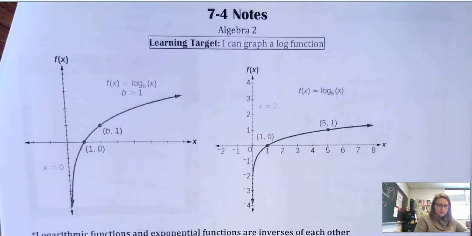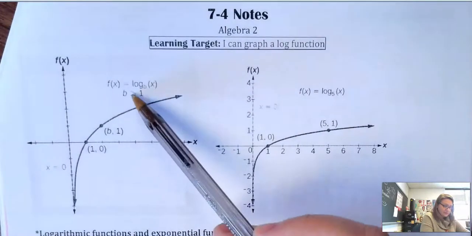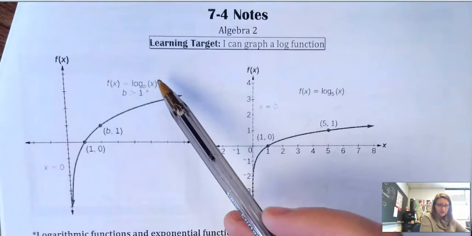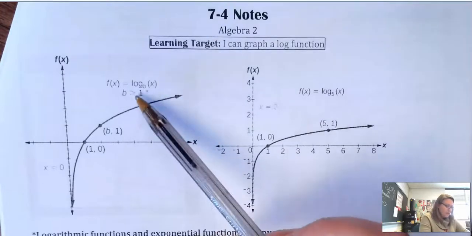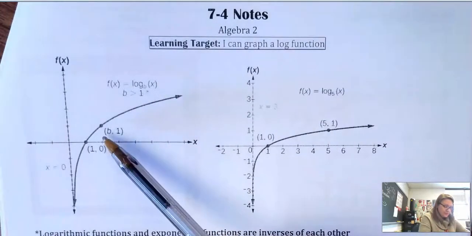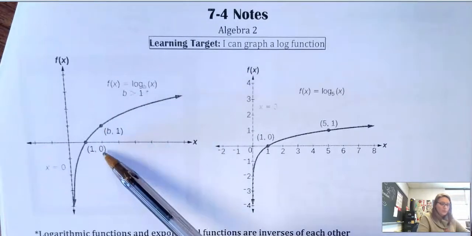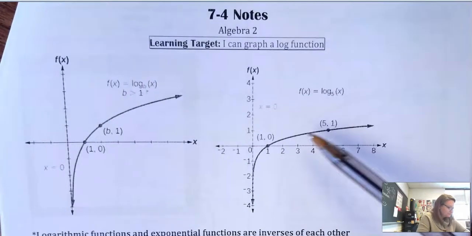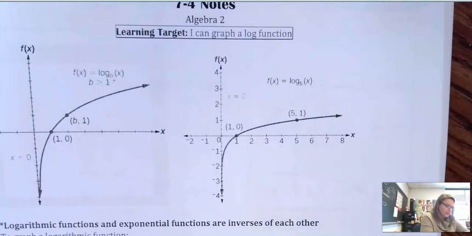But what is always true is we are not allowed to have that little subscript, the base of the log, be 1, and we are not allowed to have it be negative. So that's why it says b has to be greater than 1. This will always have these 2 points: b, 1, whatever that little subscript is, and the point 1, 0. And I'm going to try to explain why that works with one that has actual numbers.